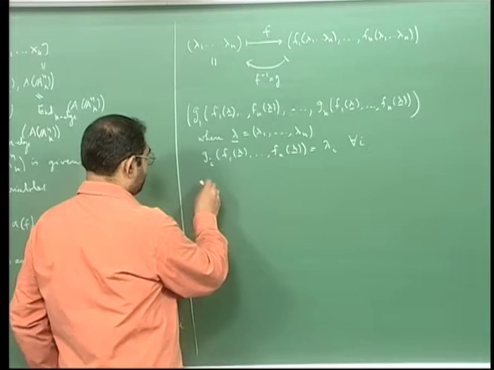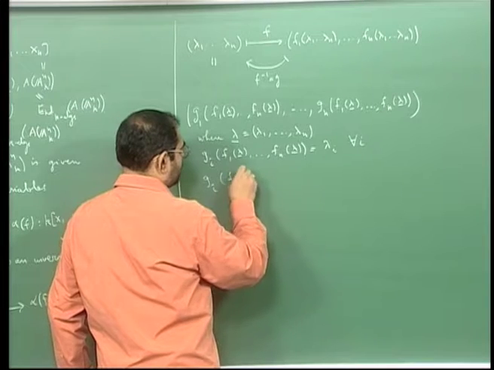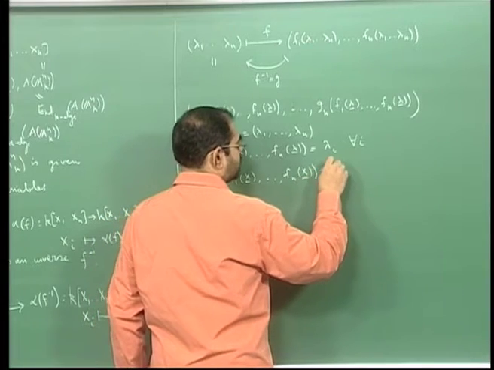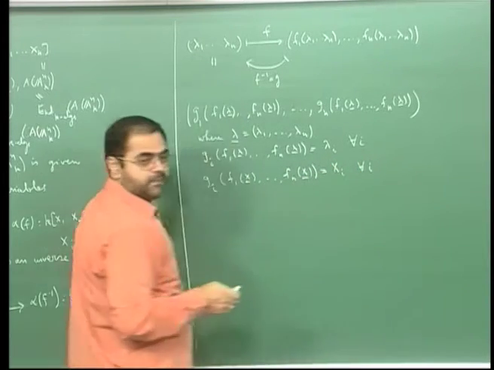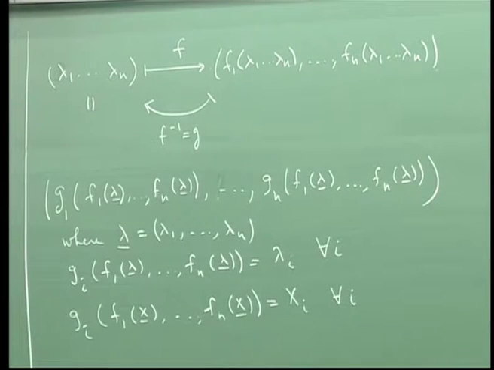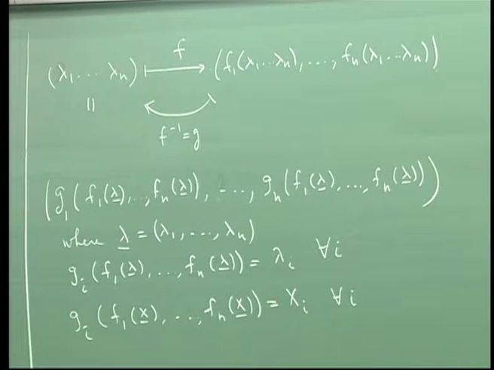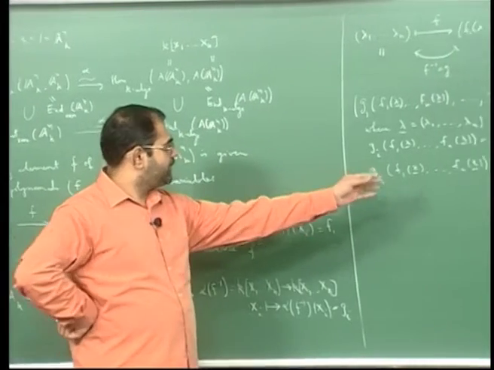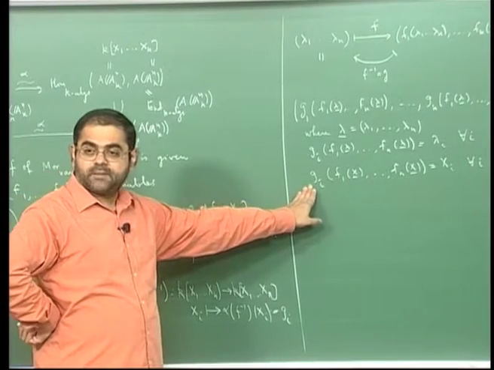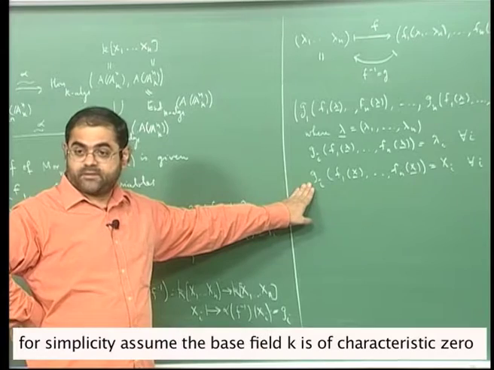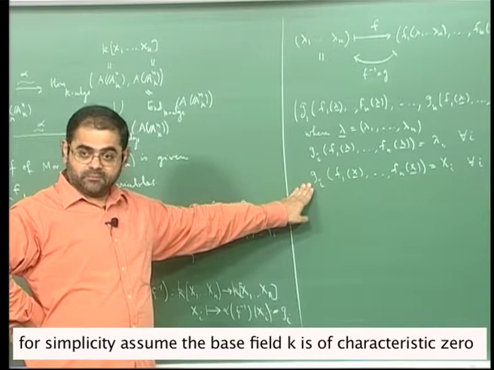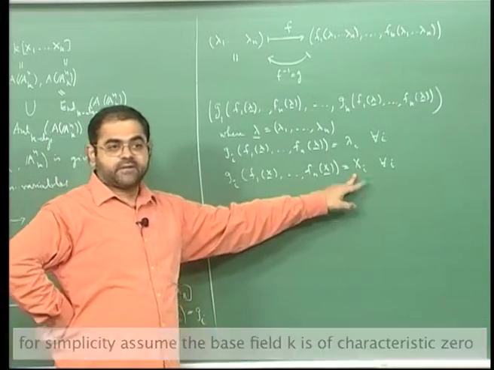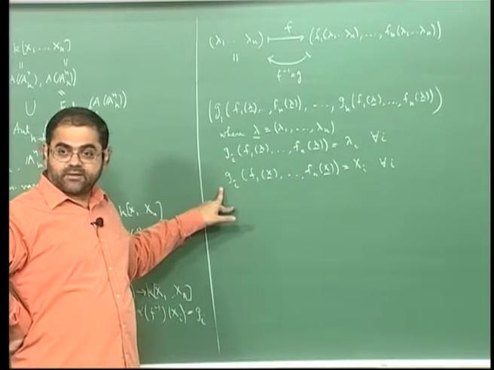So you can write this in variable form as g_i of f1 of x through fn of x is equal to x_i for every i, which makes sense. Then, for example, you can take the partial derivative on both sides with respect to any x_j. If you take the partial derivative with respect to x_i, you will get 1 on the right side. If you take it with respect to x_j for j not equal to i, you will get 0.